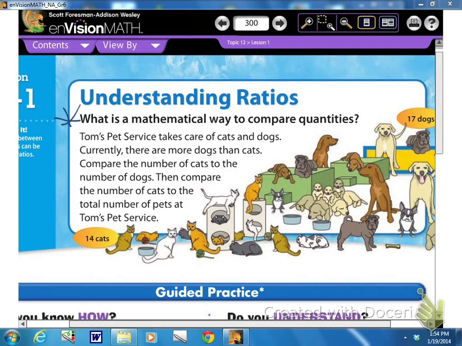Tom's Pet Service takes care of cats and dogs. Currently, there are more dogs than cats. Compare the number of cats to the number of dogs. Then compare the number of cats to the total number of pets at Tom's Pet Service. So here we see there are 14 cats, 17 dogs, and if you added them together, you would have 31 pets total. Okay, so that's your whole altogether, 31 pets, and right now they have 14 cats and 17 dogs. All right, let's look at the next page.